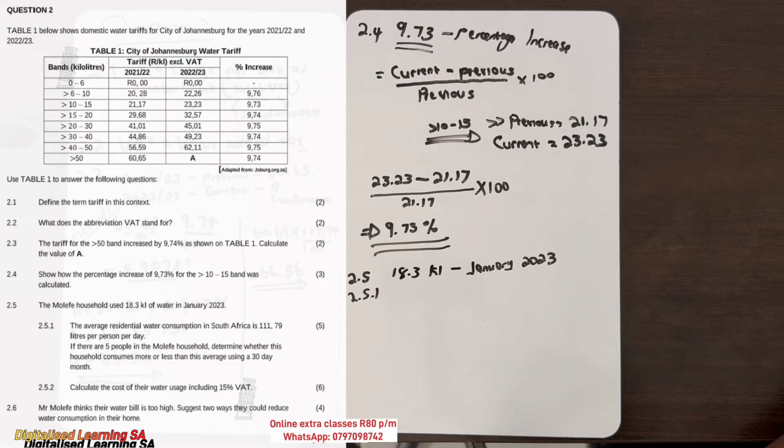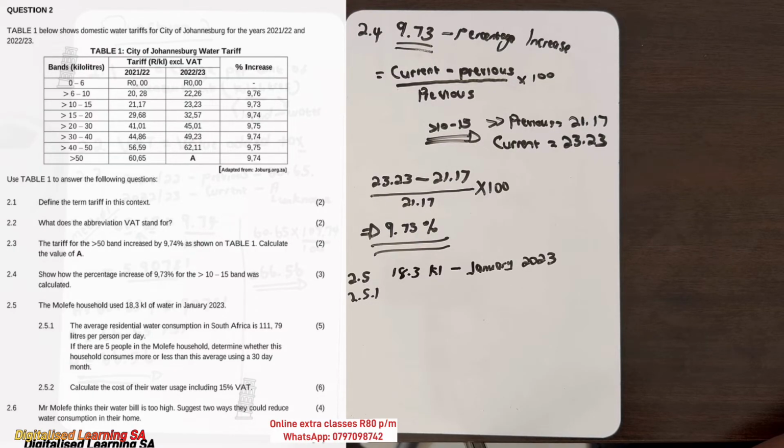Question 2.5.1 reads as follows. The average residential water consumption in South Africa is 111.79. So this is the average water consumption. It's 111.79 liters per person per day. So if there are 5 people in the Molefe household, determine whether this household consumes more or less than this average using a 30 days month. So this one is very easy, guys.